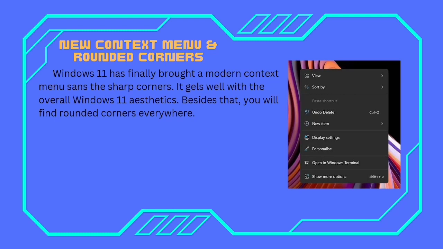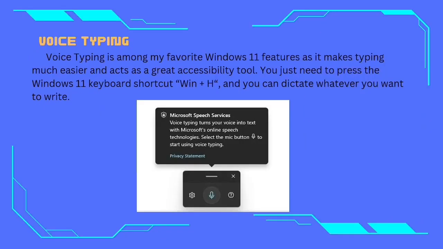So next is new context menu and rounded corners. So Windows 11 has finally brought a modern context menu sans the sharpest corner. It gels with the overall Windows 11 aesthetics. Besides that, you will find the rounded corners everywhere. So dito, makikita nyo sa context menu niya is naka-rounded corner na siya. And may mga bagong context menu siya and icon.